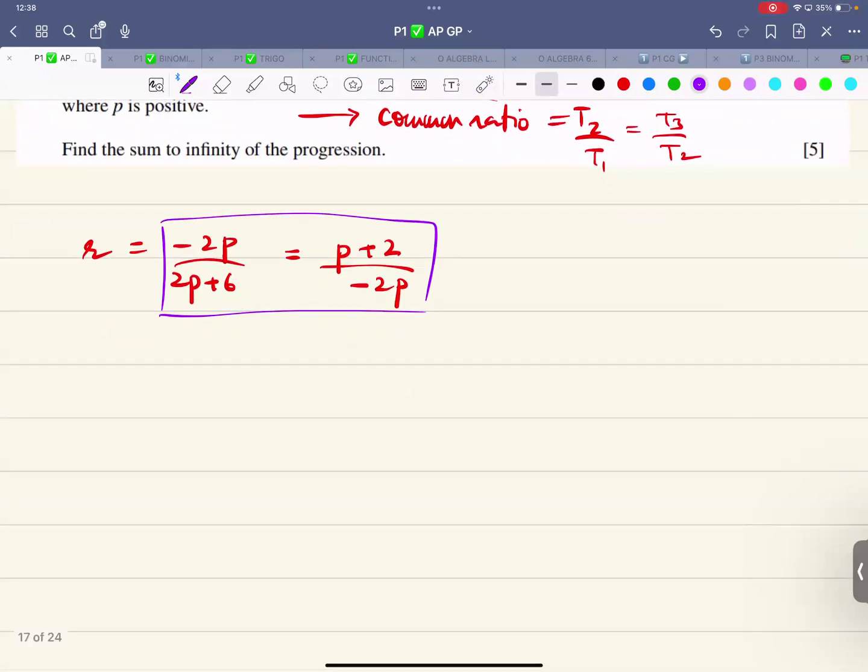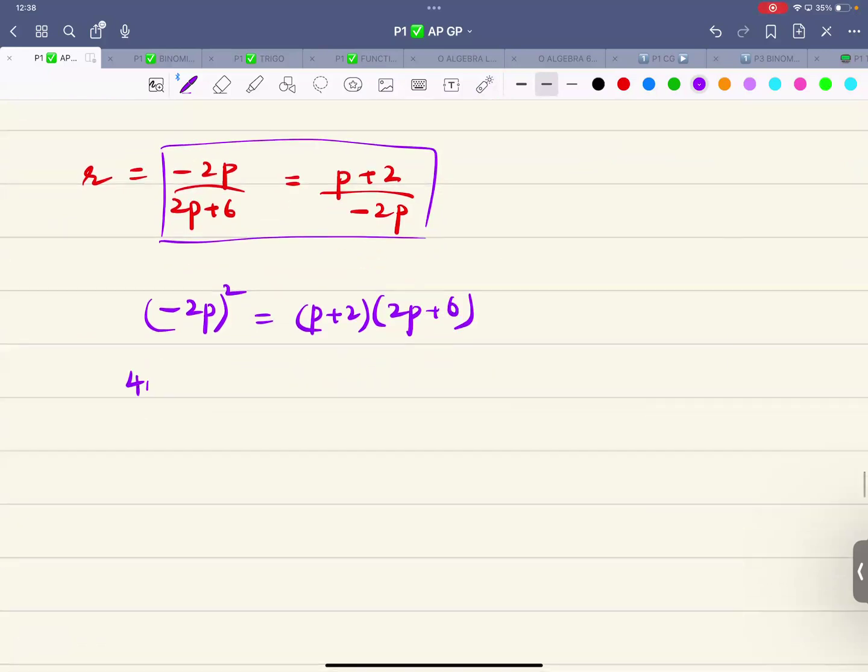We will have to discard one and choose the other one. So minus 2p into minus 2p, that is minus 2p square. This is p plus 2, 2p plus 6. So therefore, this is 4p square. This is 2p square plus 6p, 6p plus 4p plus 12. That is 2p square plus 10p plus 12.